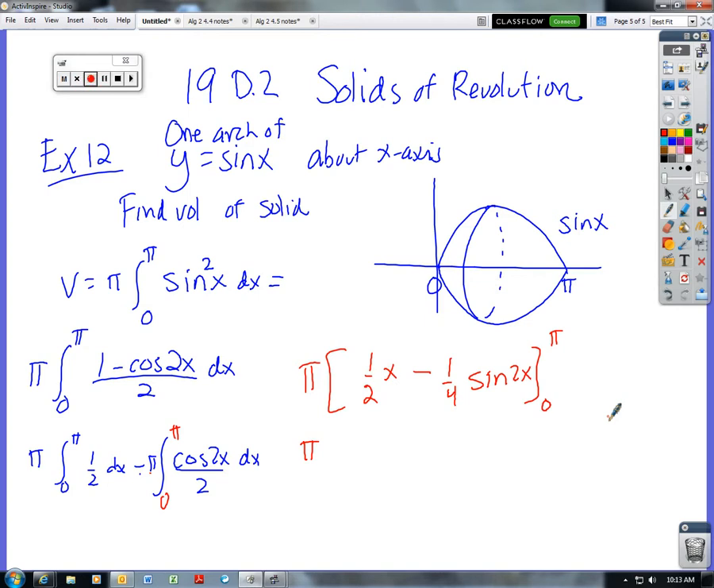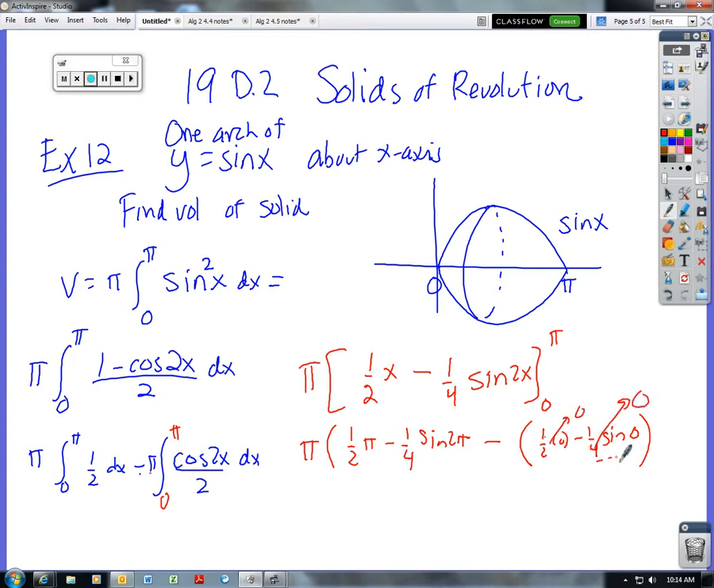So pi's out front, and then I'm going to evaluate this from 0 to pi. So I'm going to have 1/2 times pi minus 1/4 times sine of 2 pi minus, parenthesis, plug 0 in, so that's going to be 1/2 times 0 minus 1/4 sine of 0. Now this is 0, and sine of 0 is also 0, so all that's 0.